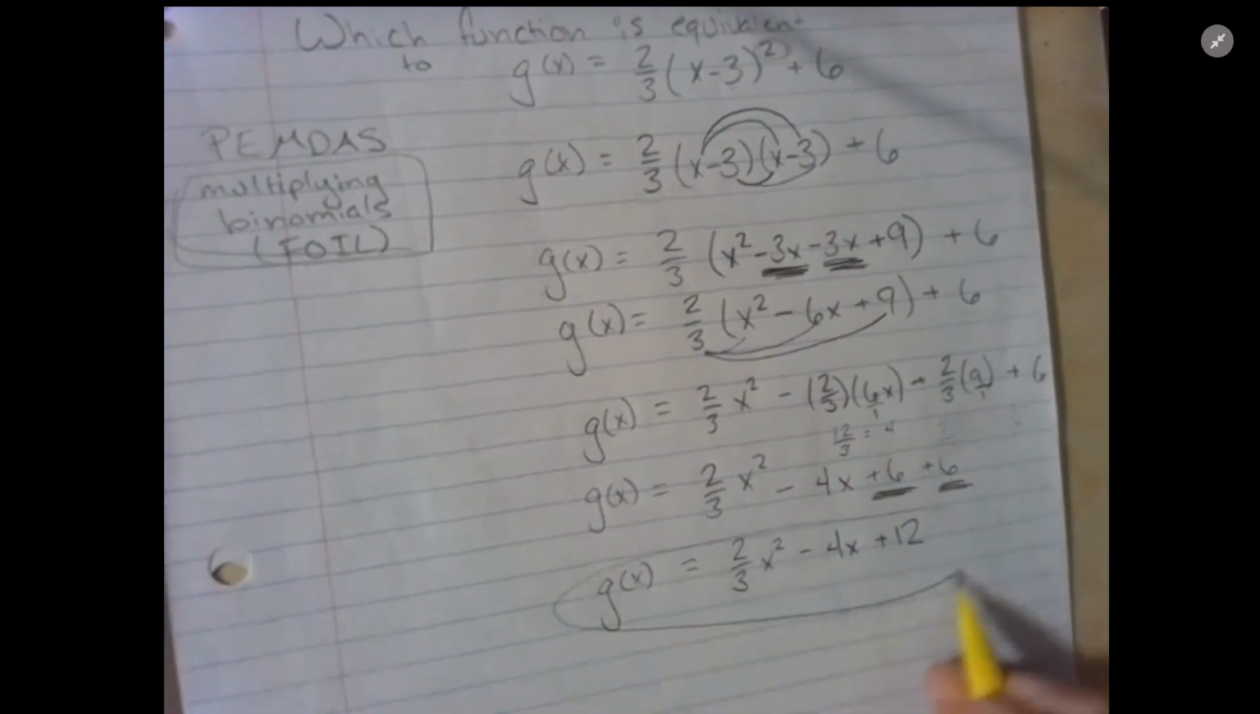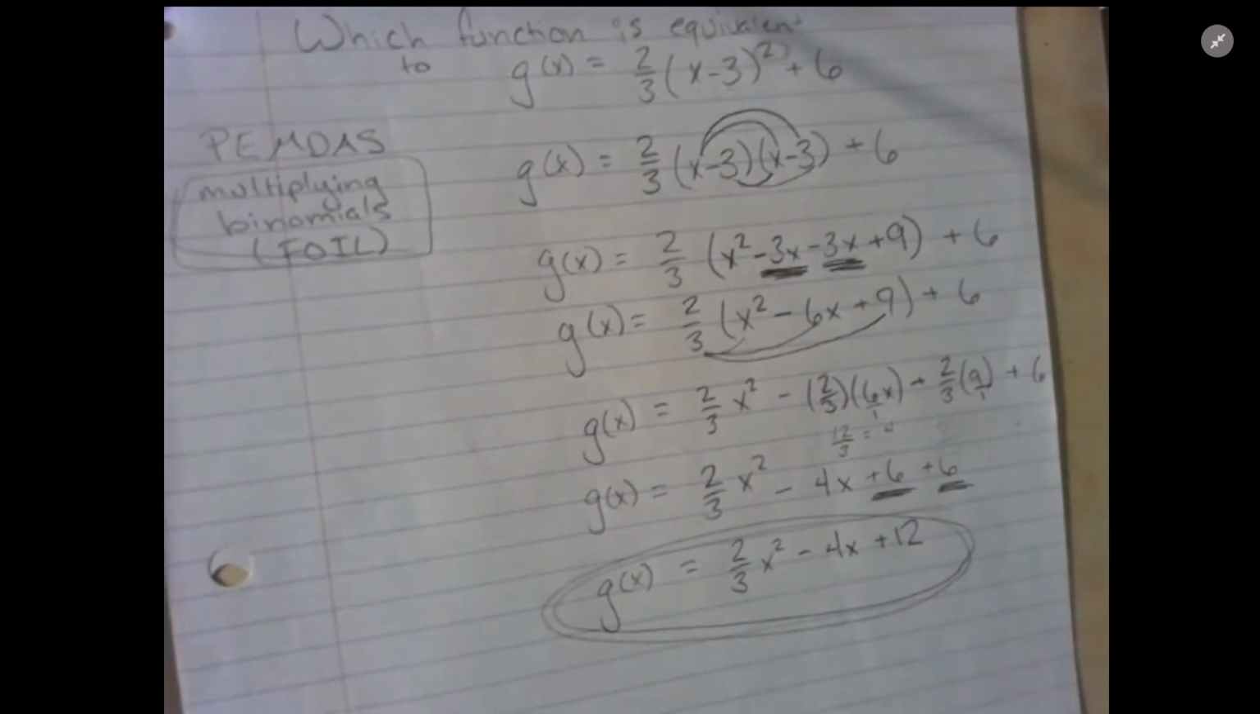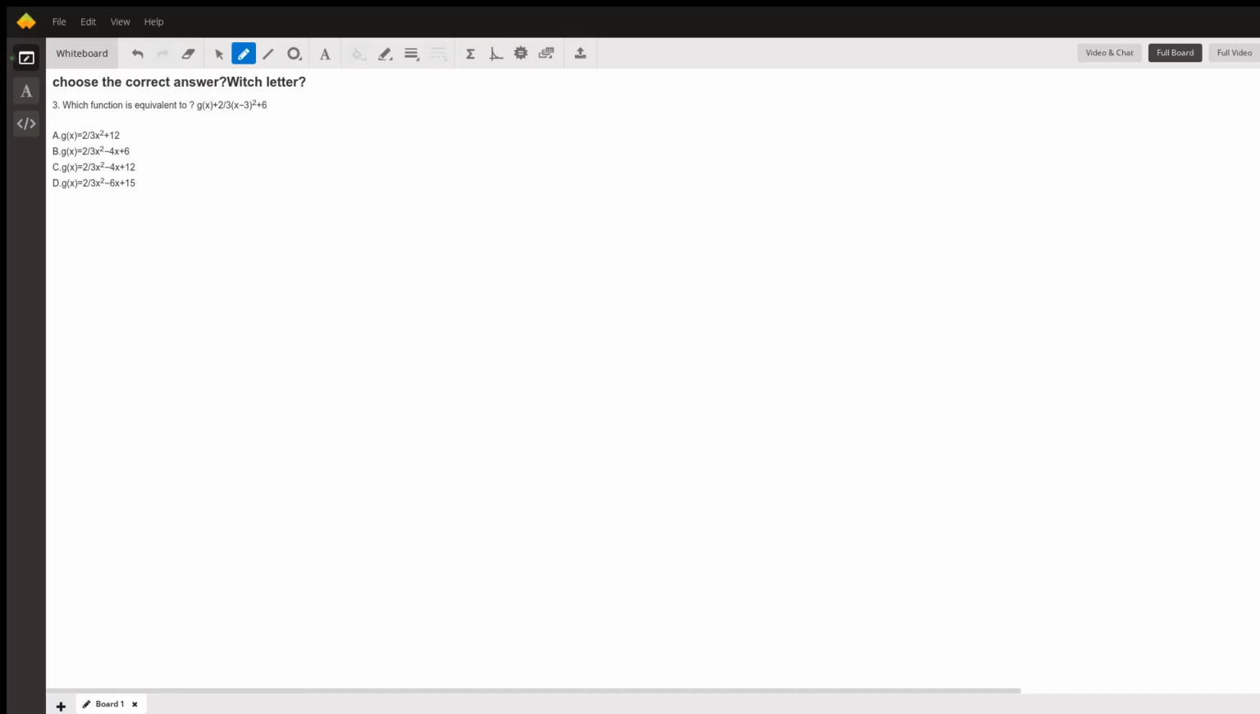And so my simplified answer looks like this. 2/3 x squared minus 4x plus 12. Then all I have to do is check and see if that matches any of my solutions. 2/3 x squared minus 4x plus 12 is the answer to part C. And so my solution and answer is C.